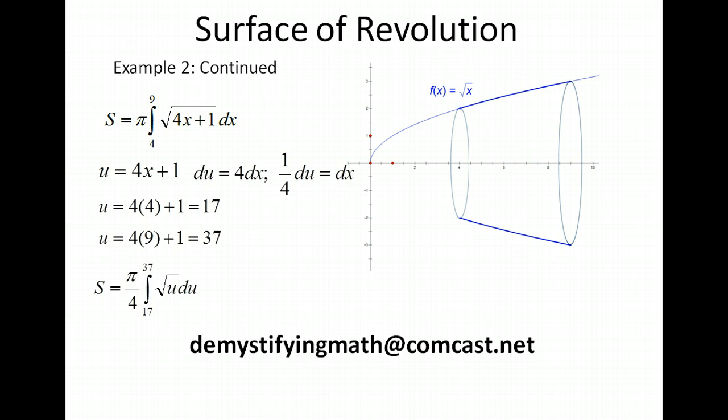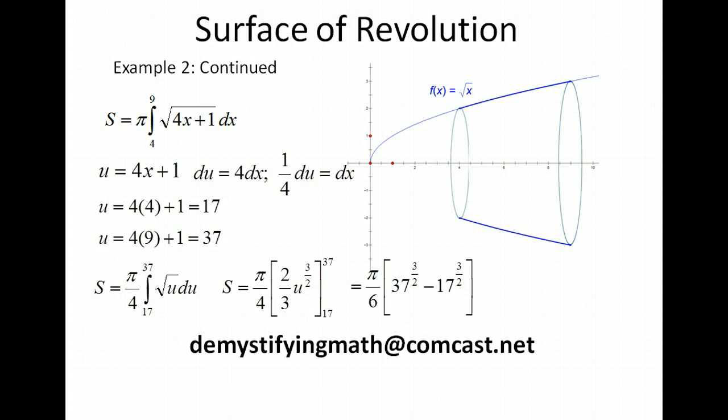Plugging into our surface area formula, we have the square root of u du, our endpoints of integration of 17 and 37. And I brought the 1/4 that was multiplied by du out from outside the integral, so I have pi over 4. Now integrating the square root of u, we have 2/3 u to the 3/2, and then we're going to plug in our endpoints of integration.